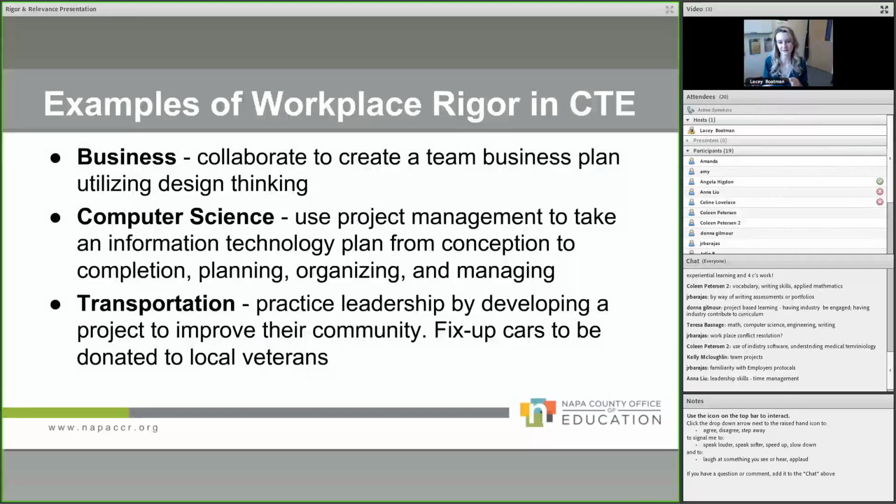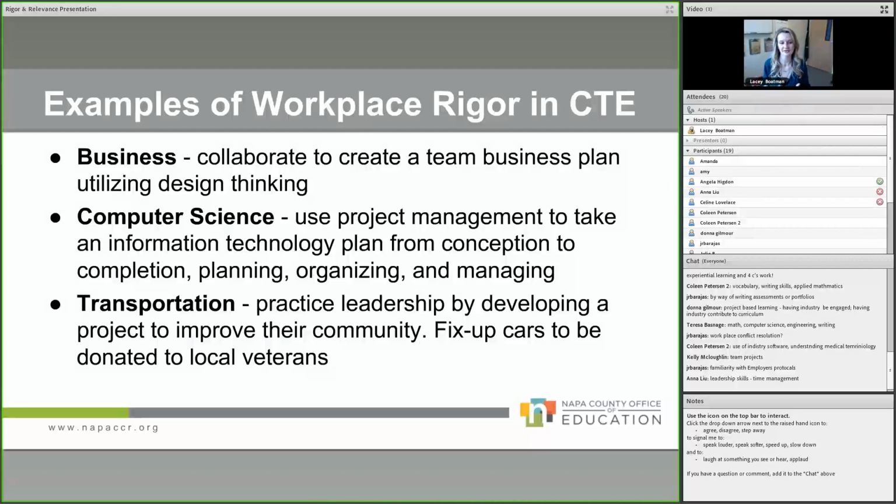Students collaboratively create a team business plan utilizing design thinking. Students could create business plans individually, but if they're doing it collaboratively, they're gaining a lot of skills around communication, collaboration, being able to work together to find commonalities to create one business plan. Could still be small teams, but that's all workplace rigor.